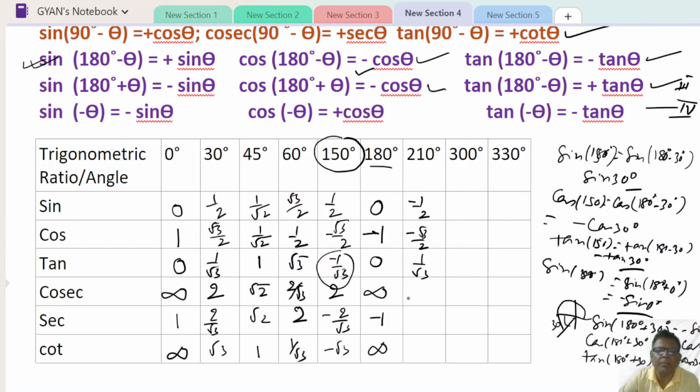Now you take the reciprocal of this. So this one will become minus 2. This one becomes minus 2 by root 3. And this one becomes root 3.